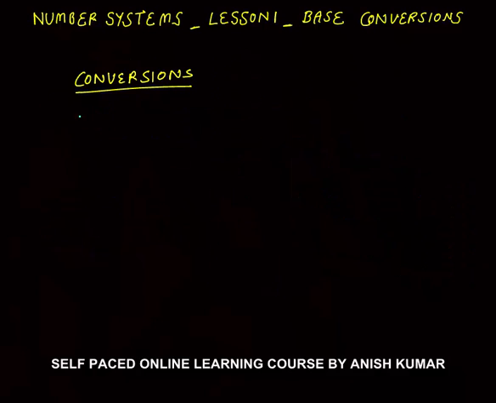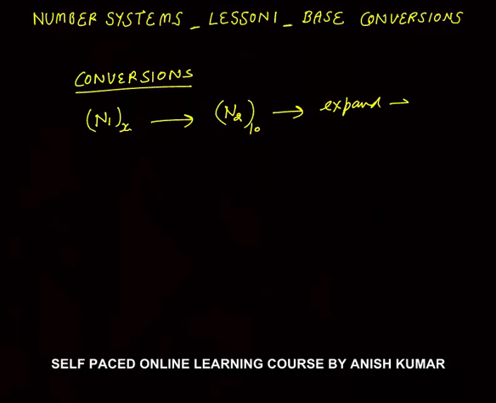Next is conversion. If you want to convert, let's say, number n1 in any base x to number n2 in base 10, that is decimal number system, you have to expand the number n1 in the power of x. For example, 1101, this is a number in base 2. I want to convert this number to base 10.